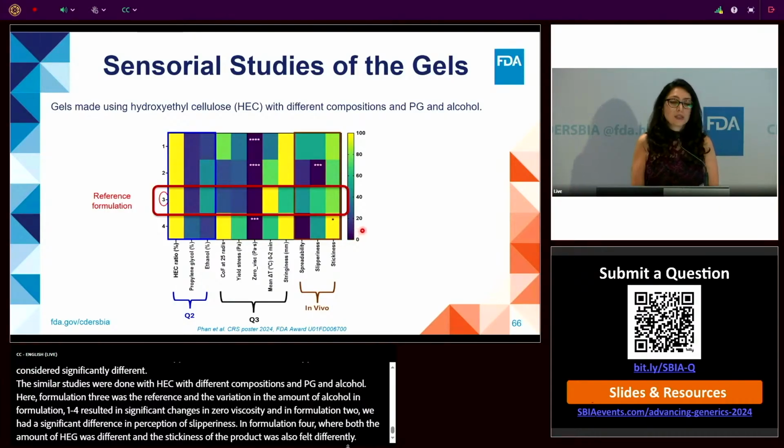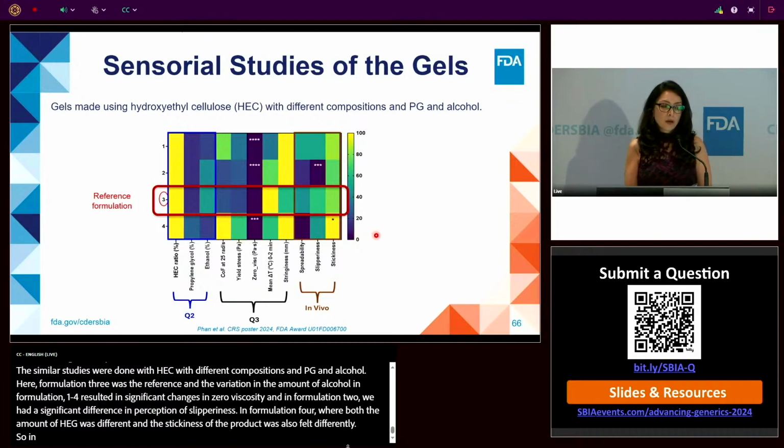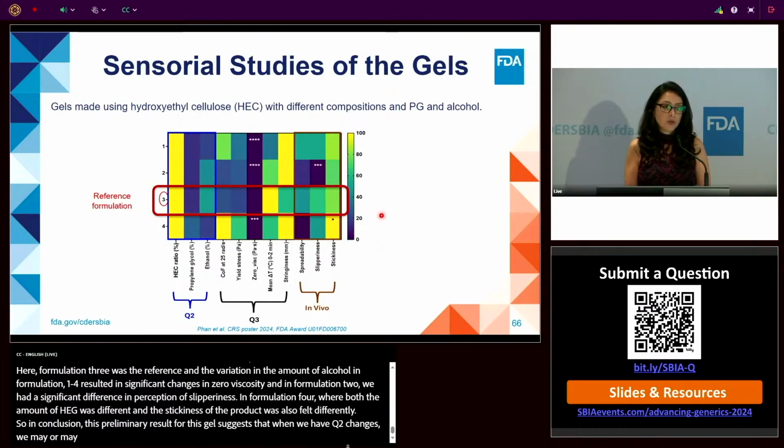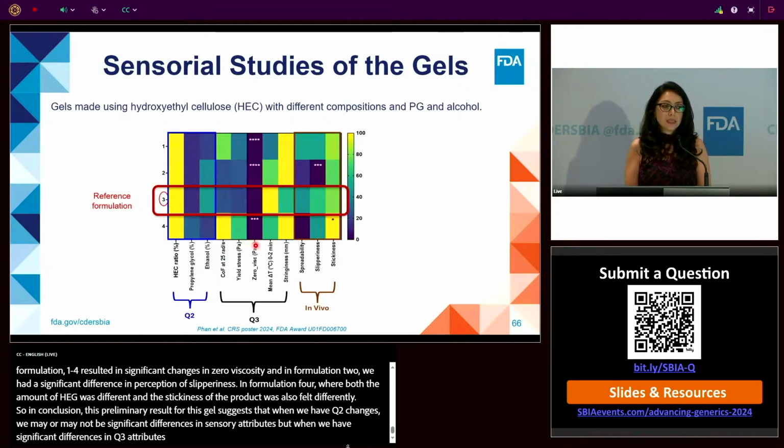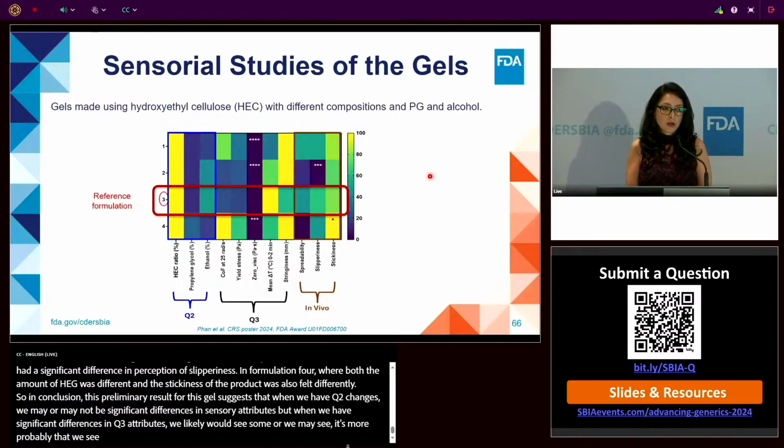In conclusion, these preliminary results for this gel suggest that when we have Q2 changes, we may or may not see significant differences in sensory attributes. But when we have significant differences in Q3 attributes, it's more probable that we see differences in sensory perception of those products.